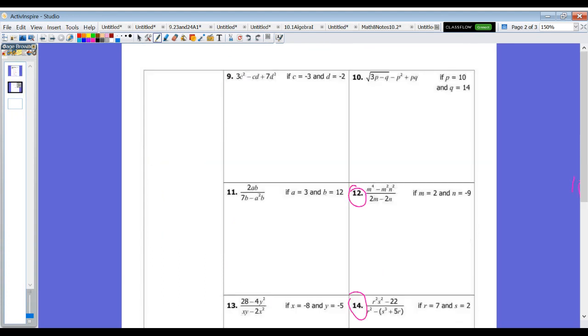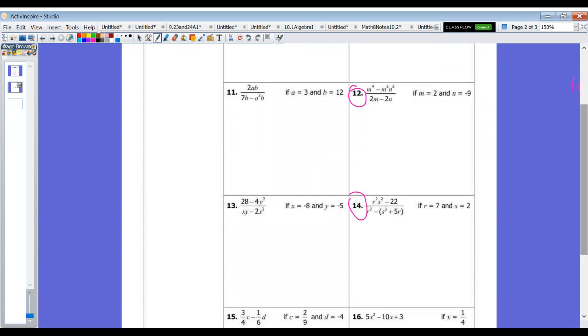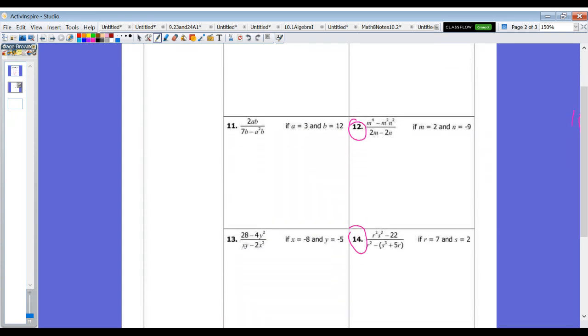Okay, let's turn the page and we'll do a couple more together. Let's look at number 12. Number 12 is a little bit tricky. There's a lot more moving parts to it, but it is really not any different than the ones on the first page. There's just more stuff going on in it.